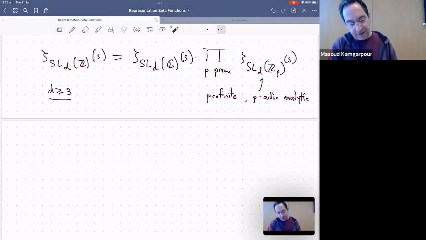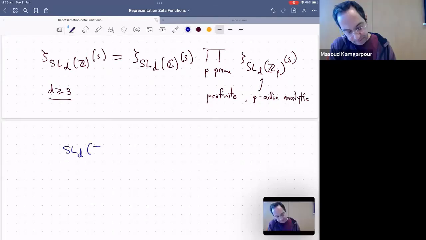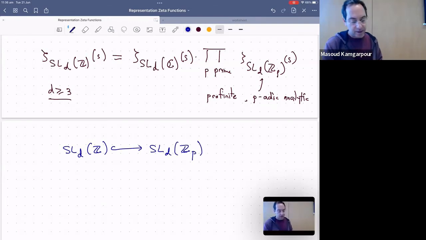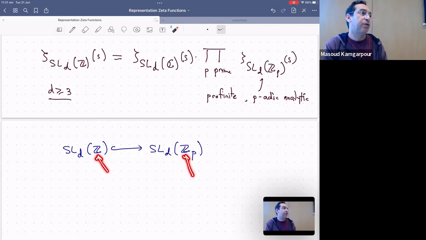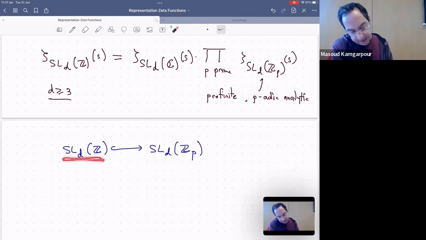So why are these groups relevant at all? So here is, say, SLDZ. Now SLDZ sits in SLDZP. And Z is dense in ZP. Right? Remember, one of the definitions was that this is the completion, so it's dense. Now, it turns out that SLDZ is also dense here in SLDZP. So this is a dense embedding.